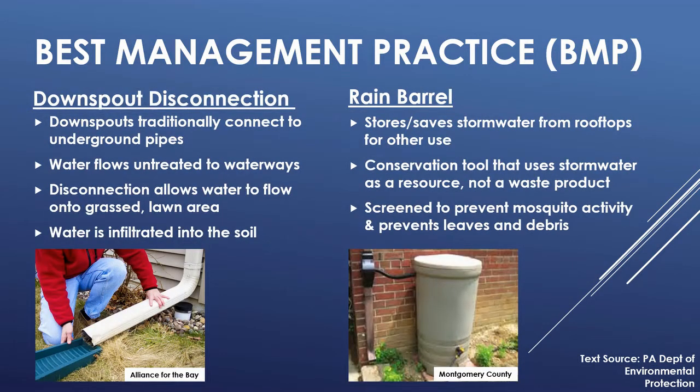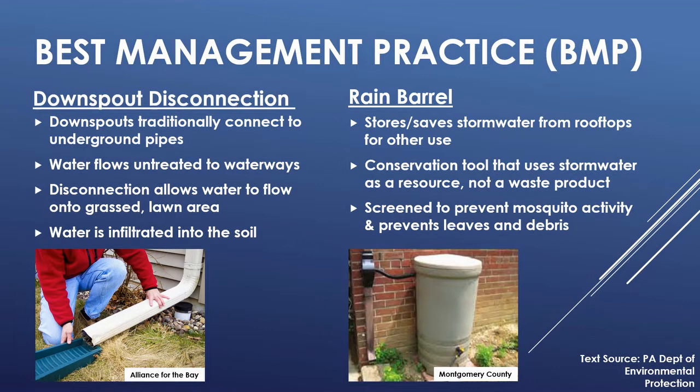Two more BMPs are disconnected downspouts and rain barrels. Downspouts traditionally connect to underground pipes that convey stormwater quickly and directly to waterways without infiltration or filtering. By disconnecting downspouts, water flows onto grass lawn areas where it can be filtered and then infiltrated through the soil. A specific method of disconnecting downspouts is to utilize a rain barrel.